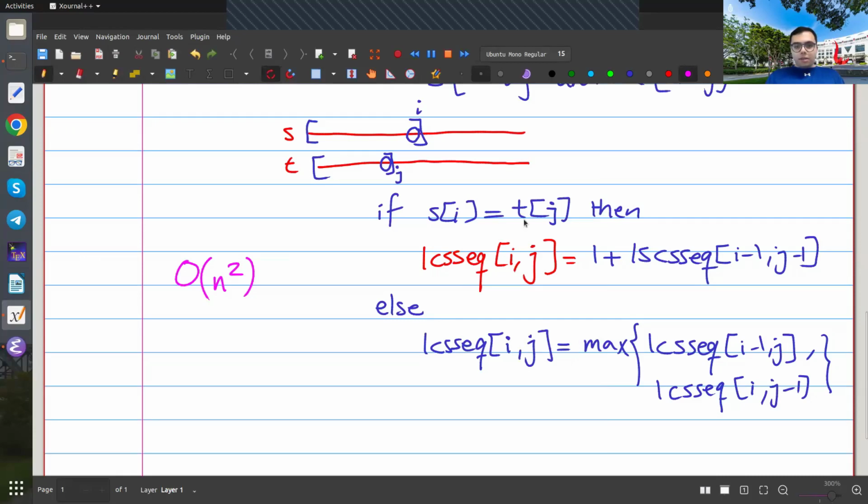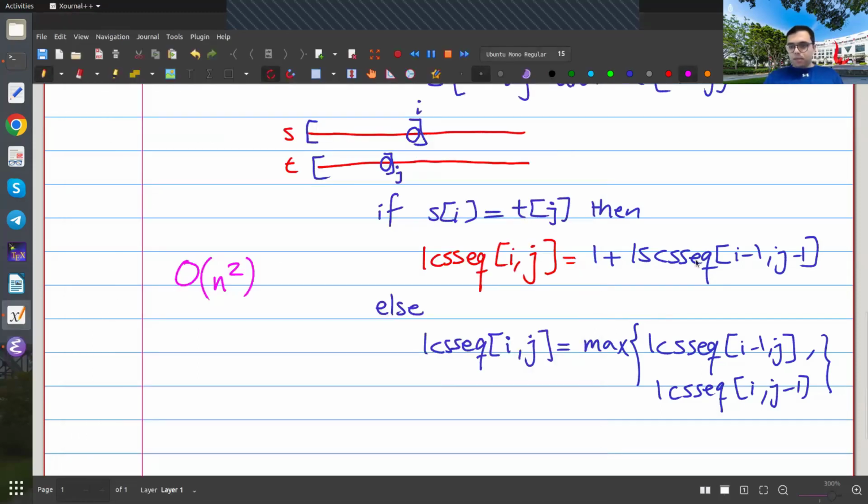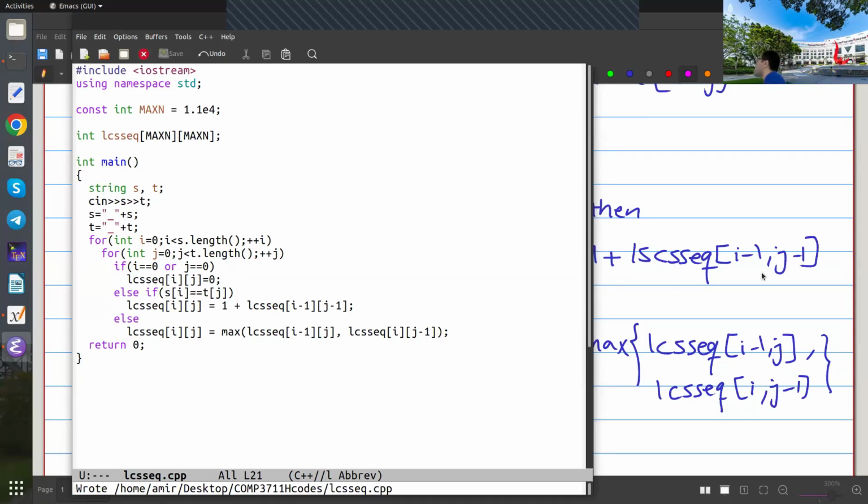In the other case, I want to compare Si and Tj. So if Si is equal to Tj, then this LCS_sec of ij becomes 1 plus the answer on i minus 1, j minus 1. Okay. Otherwise, my answer on ij is just the maximum of my answer on i minus 1, j and my answer on i, j minus 1. Okay. And of course, at the end, I want to print my answer.